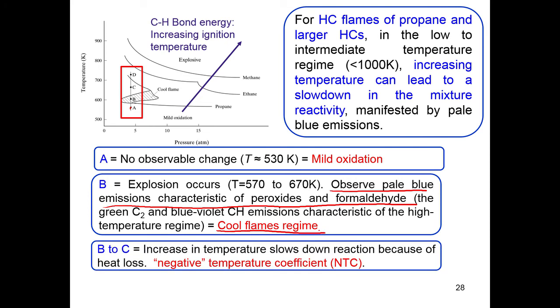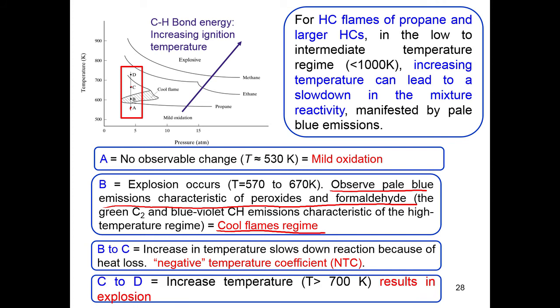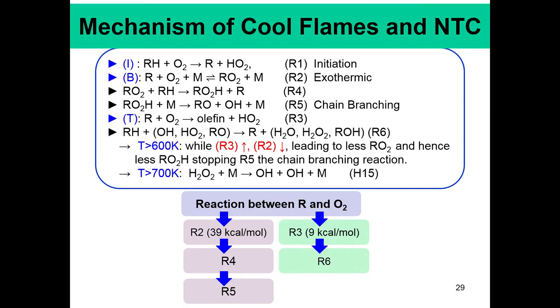And then once we increase it to C, the increase in temperature slows down the reaction because of heat loss, and it is also because of the production of certain other radicals that will come, and this is essentially the negative temperature coefficient regime. Okay. It is essentially the chain branching reactions, as we will see, that will be stopped, and as a result it becomes non-explosive. And then as we increase to higher temperature, it results in explosion because of the normal promotion of the chain branching reaction H plus O2 goes to OH plus O at high temperatures.